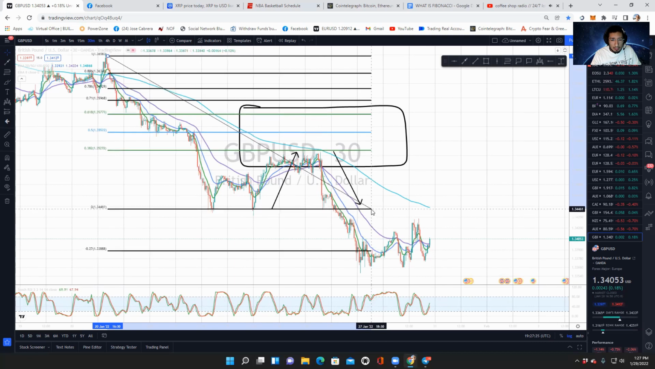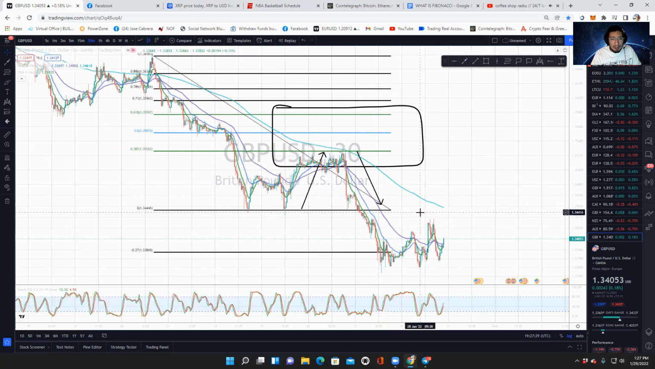All right, I like that right there. So as you can see, price broke all this. It formed this structure right here. It bounced back up. Could have easily taken that buy, right?